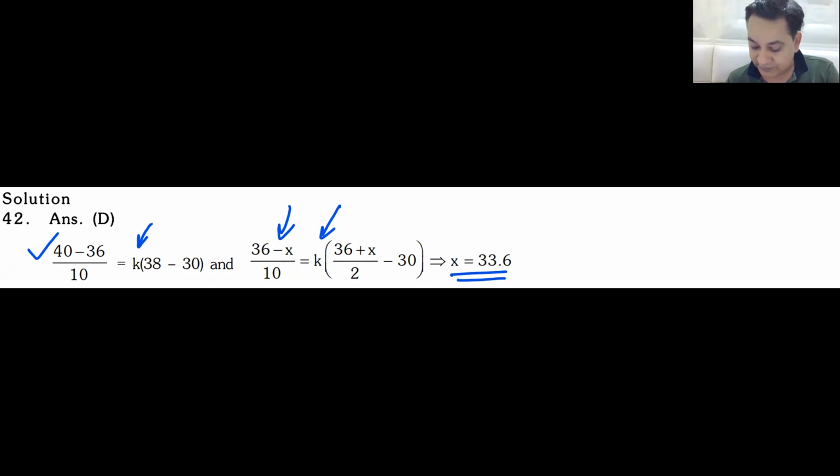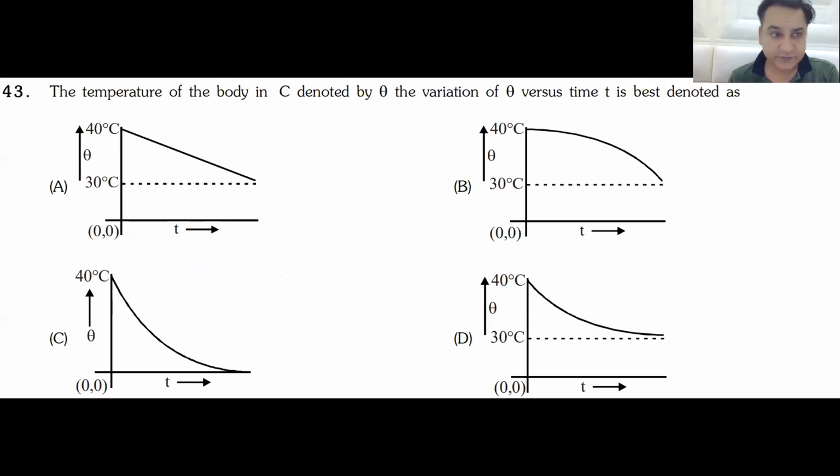Again, this is the question that I like. And I hope that you can get me the answer for this one. The second question in the same comprehension: the temperature of the body in degrees Celsius, denoted by theta, varies with time. It is best denoted by which graph? You should be able to give me the answer for this one. Which graph is denoting it correctly? I know you know the answer for this one. Tell me the answer.